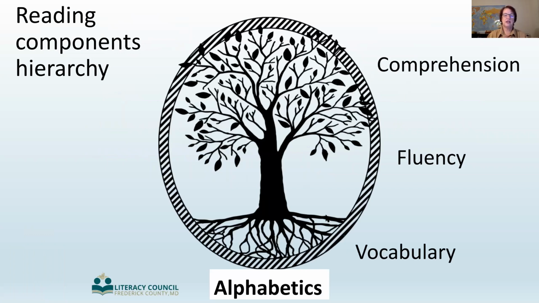And here's the tree. You've seen this before. Why is alphabetics important? Alphabetics is at the root of this tree because it includes the reading skills needed to decode words. The words used in a language are the vocabulary. Reading fluency is the ability to read words quickly, accurately, and with expression. And comprehension is, of course, the ability to understand. Right now, we'll work on teaching alphabetics.